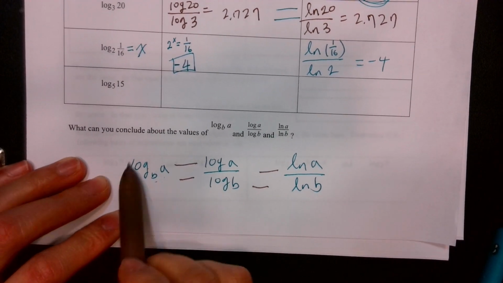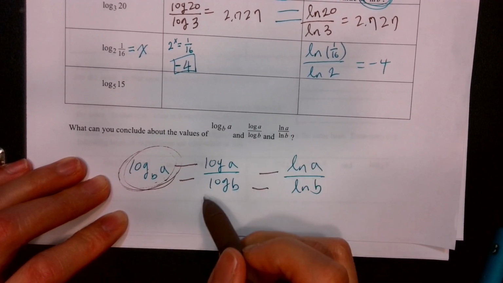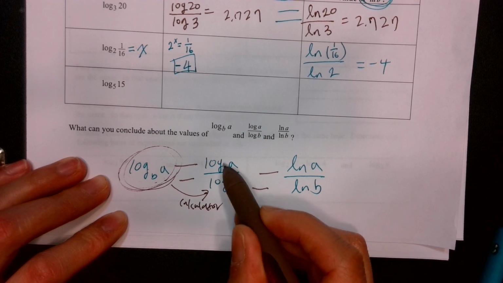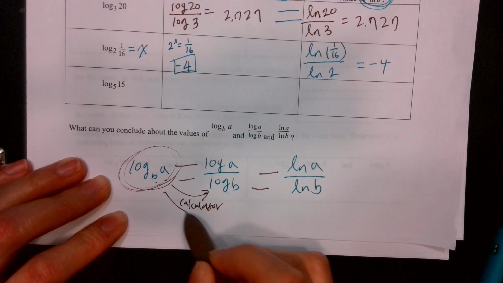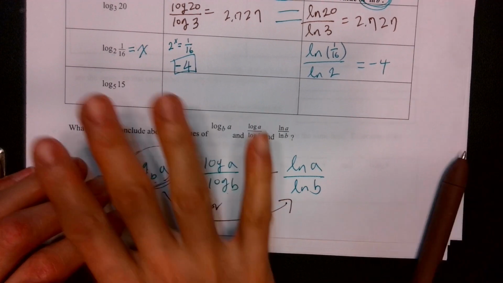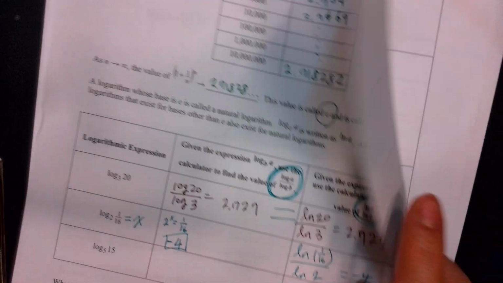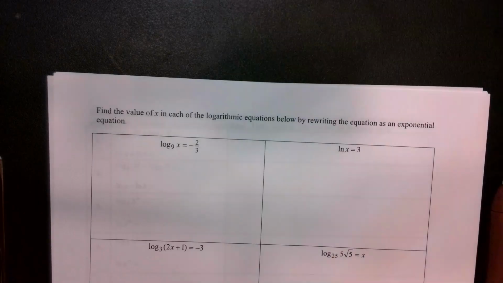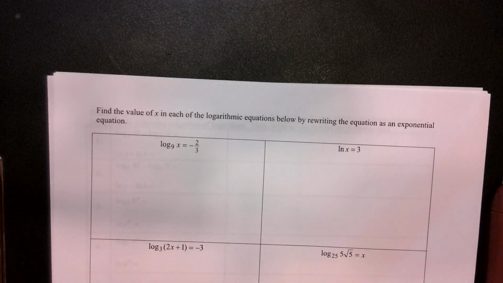Okay, so when I want to find out what this value is, I can plug it in my calculator, probably because the calculator has the common log, the base 10, or I can just plug it in as a natural log. Okay, so that's the takeaway you should have about the first page. Now that we know it, let's do some exercise problems here. Look at the first one.